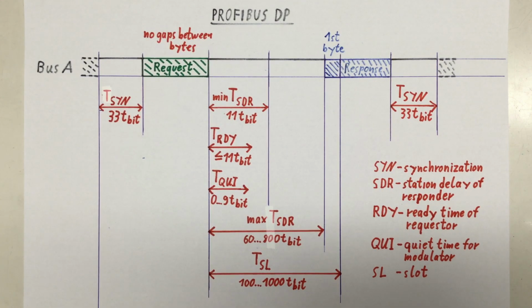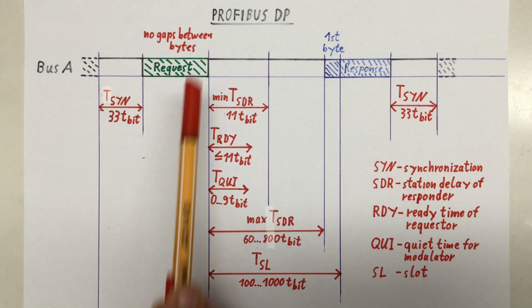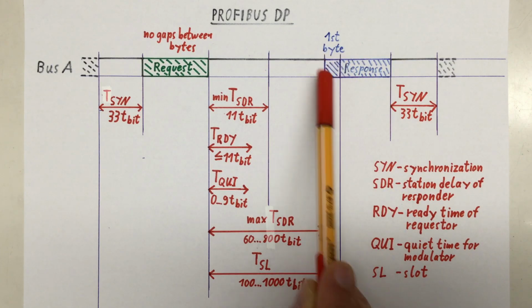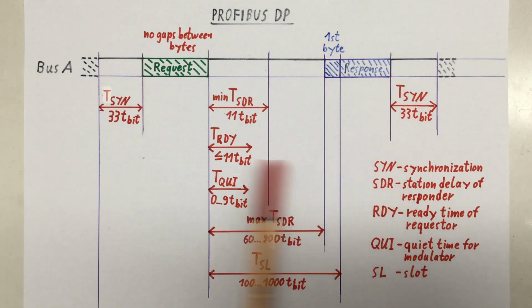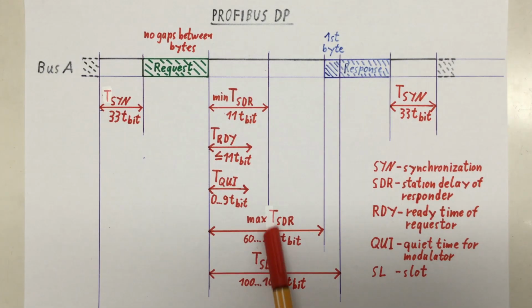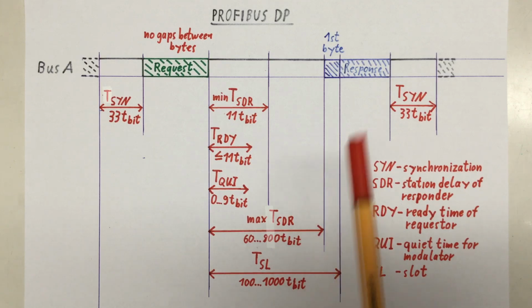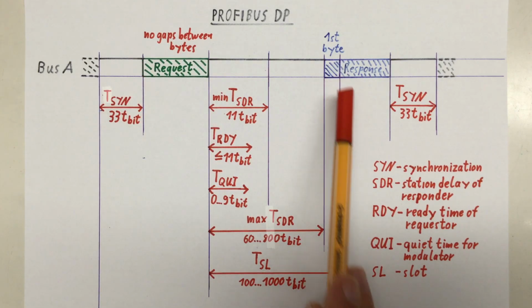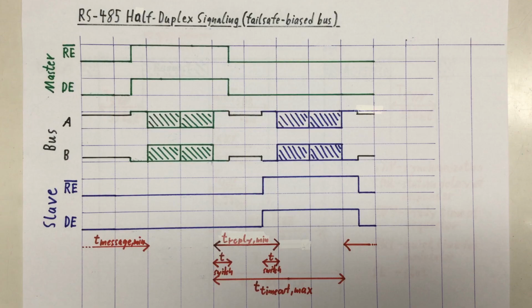TSL, for slot time, is depending on the bus speed between 100 and 1000 T-bit, and it's the time in which the slave has to send out the first byte of its response to a request from the master. The difference between the two timings is that max TSDR is intended for the design of slaves, while TSL is used by masters as a timeout if a slave doesn't respond. In our protocol, we just used T timeout max for both purposes.